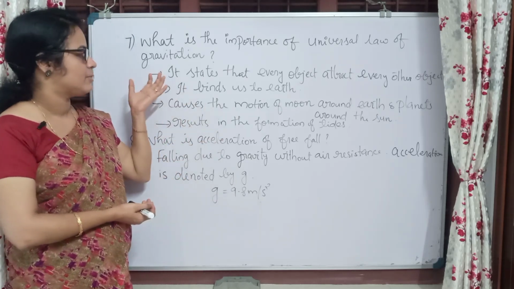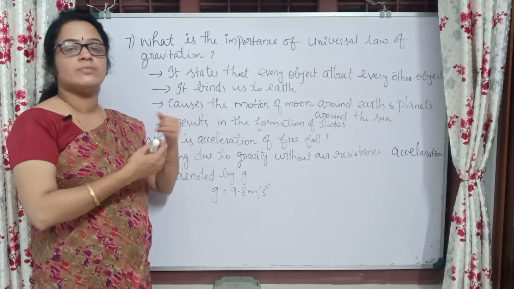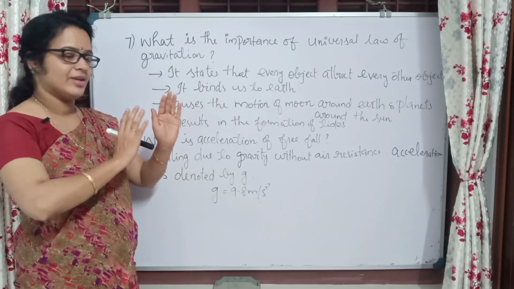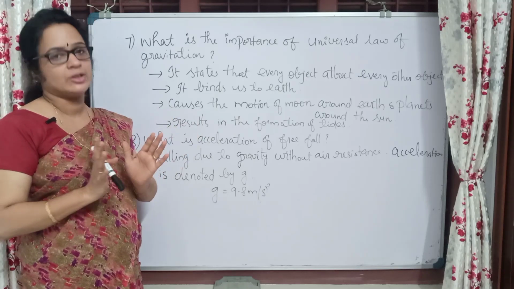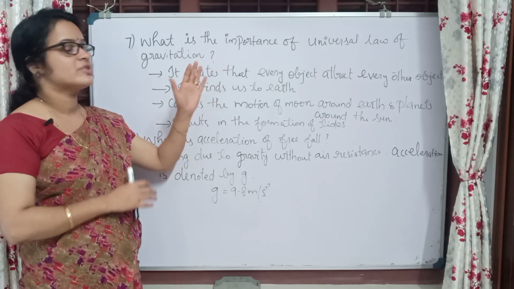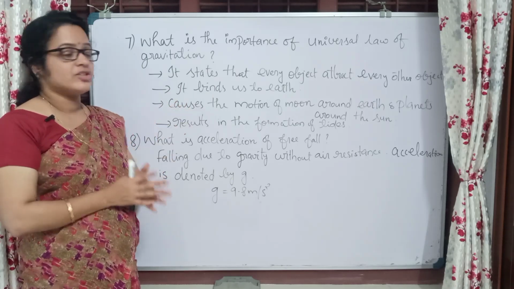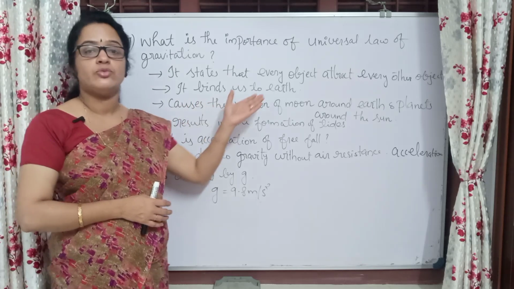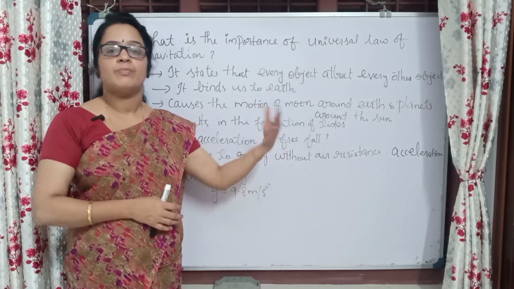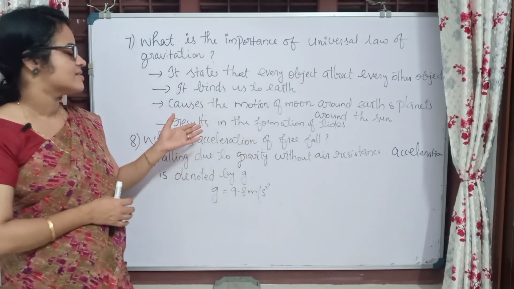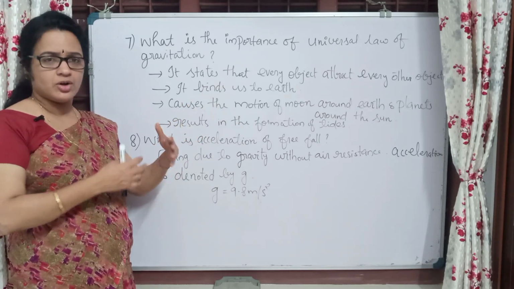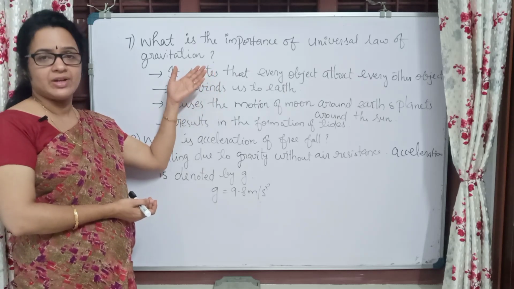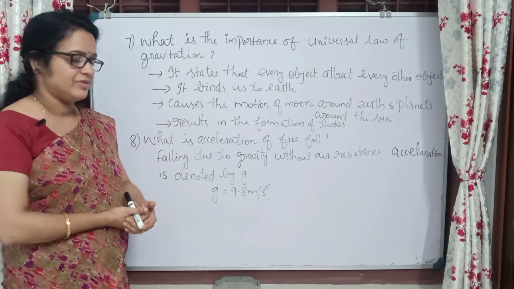So we can remember that the first one is that every object attracts every other object. That much we have to write, because this gravitational force is always an attractive force. It binds us to earth, and it causes the motion of the moon around earth and the planets around the sun, and also it results in the formation of tides. So all these 2-3 points you have to remember about the importance of the universal law of gravitation.